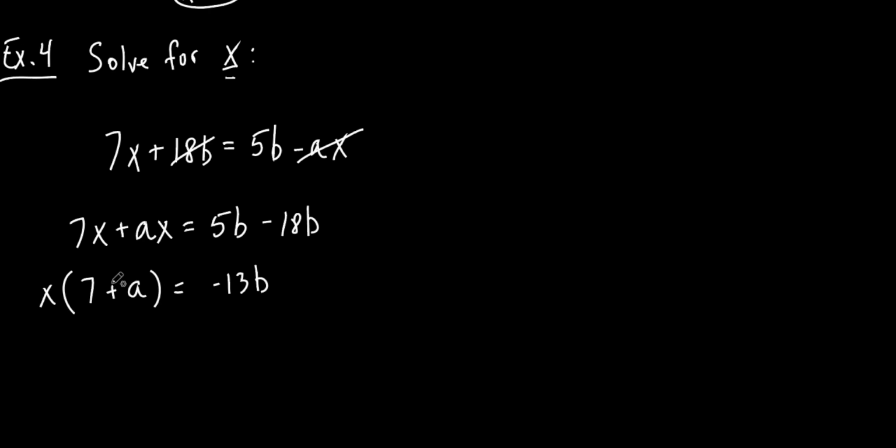How do I get rid of this 7 plus a, or you could write it a plus 7 if you wanted to, it doesn't make any difference. How can I get rid of that? What is that parentheses doing to that x? It's being multiplied. How do I get rid of something that's being multiplied? Divide it, that's right. So I divide it by 7 plus a. What do I have to do over here now? Divide it by 7 plus a. So that cancels with that because that's being multiplied.